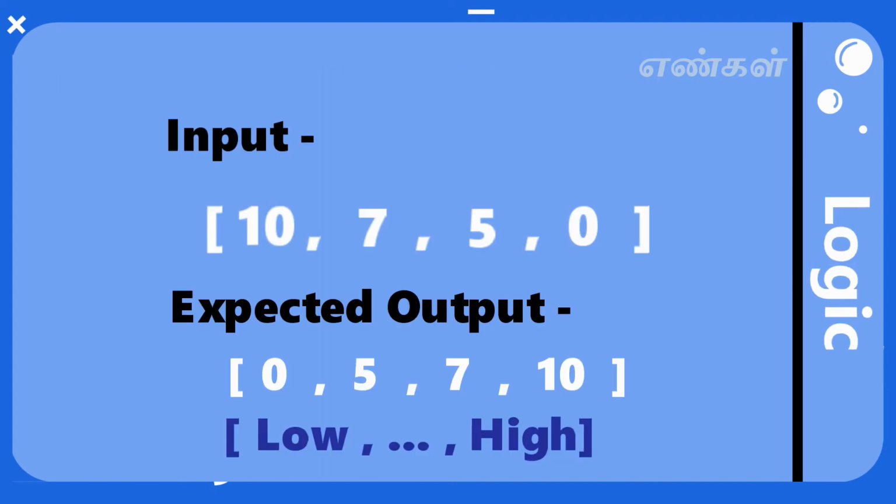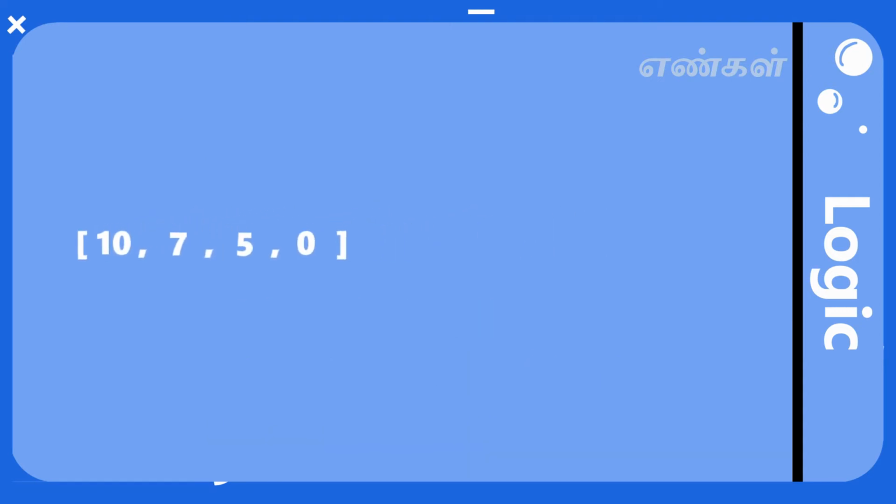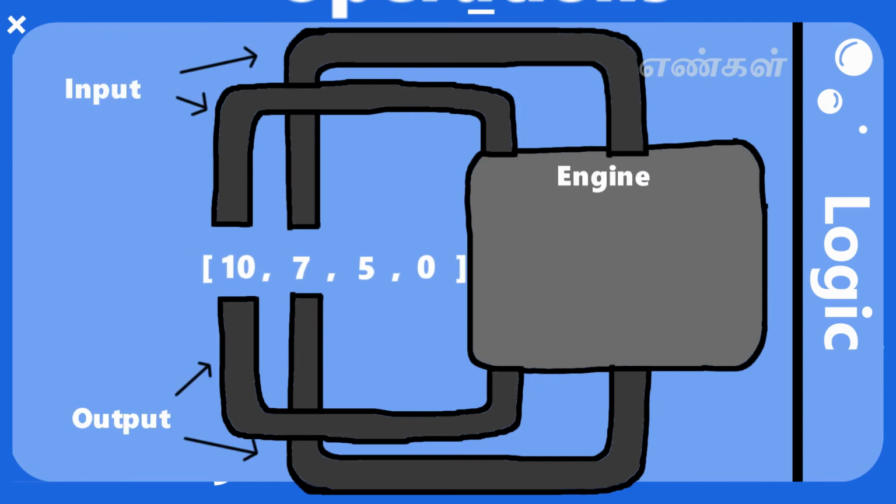Now, let's try to understand the logic behind bubble sort. Our sample input is sorted in descending order. We're going to employ bubble sort to sort it in ascending order. Now, let's try and see if we can visualize what's happening inside a bubble sort algorithm.